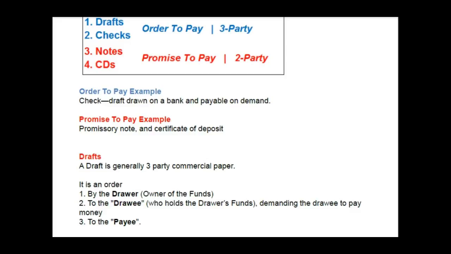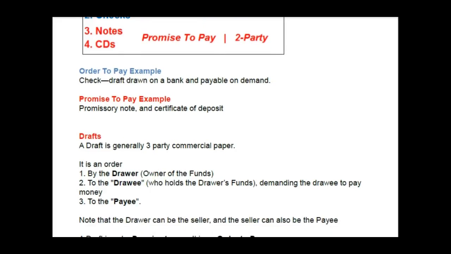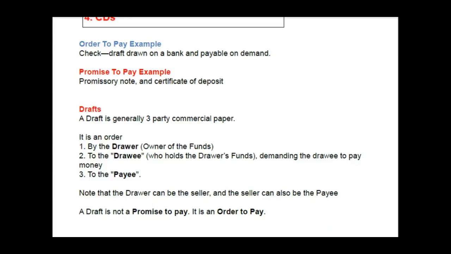A draft, as I mentioned, is generally a 3-party commercial paper. It's an order by the drawer, who is the owner of the funds, to the drawee, who holds the drawer's funds, demanding the drawee to pay money to the payee. So in this example, the drawer would be the owner of the bank account, and the drawee would be the bank, and then the payee is who you write the draft or the check to. Note that the drawer can also be the seller, and the seller can also be the payee. A draft is not a promise to pay, it is an order to pay.